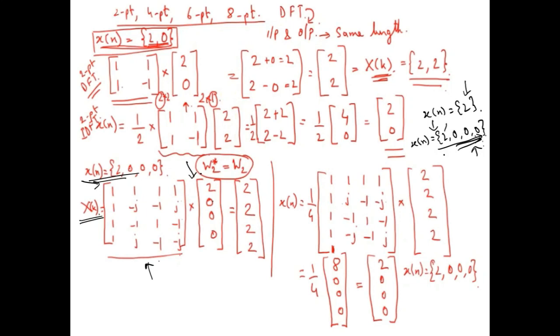Suppose you are having x of n equals 1, 2, 3, 4. Then this would have been 1, 2, 3, 4. Okay. Now what?